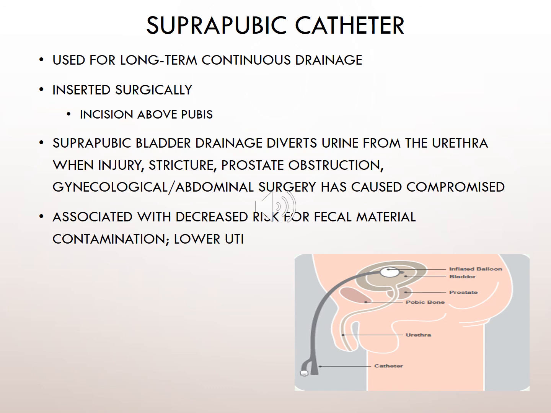We have a suprapubic catheter. So this is used for long-term continuous drainage. This is something that's inserted surgically, and it's an incision above the pubis. The suprapubic bladder drainage diverts the urine from the urethra when there's some type of injury or stricture. Maybe there's a prostate obstruction, and there's some type of compromise going on. And so we have the patient have this type of diversion so that we can have them eliminate.